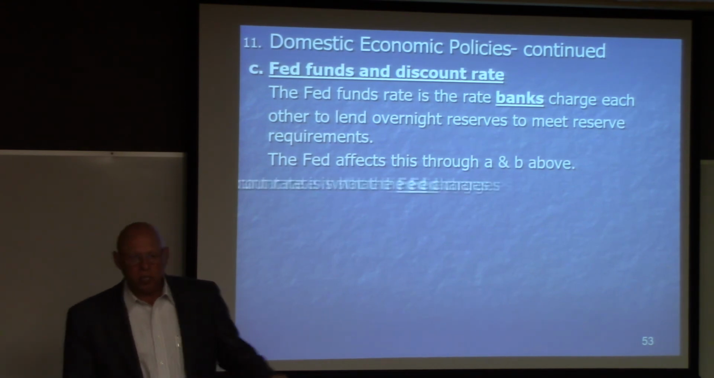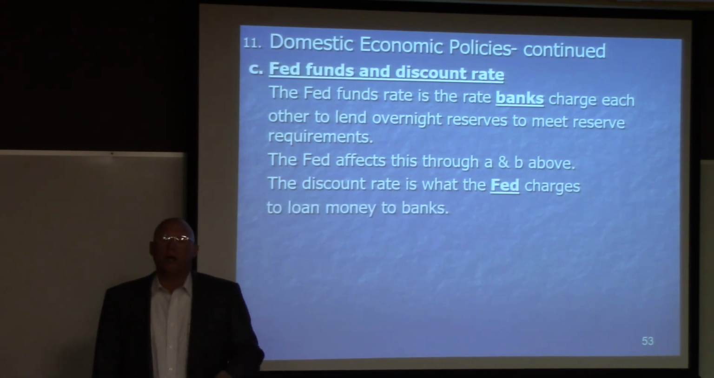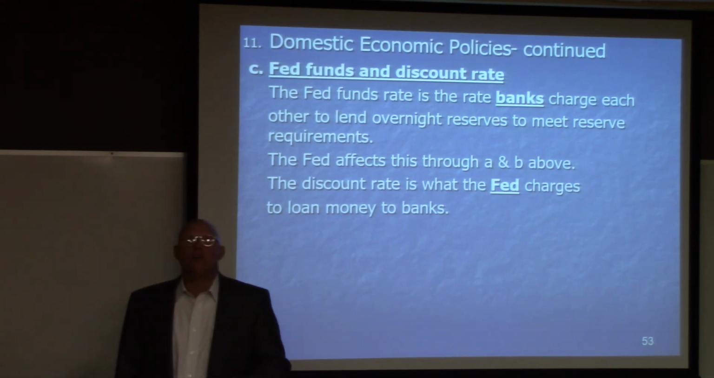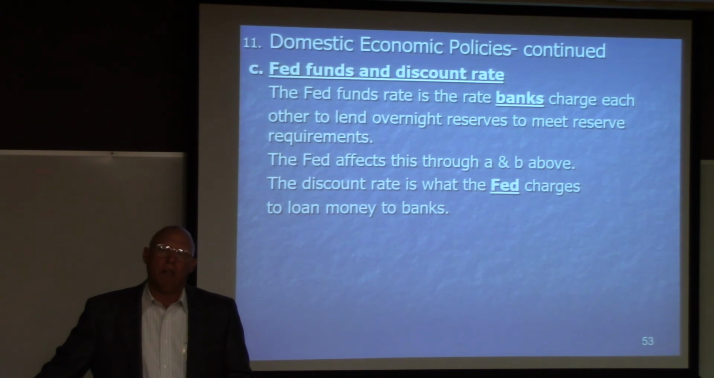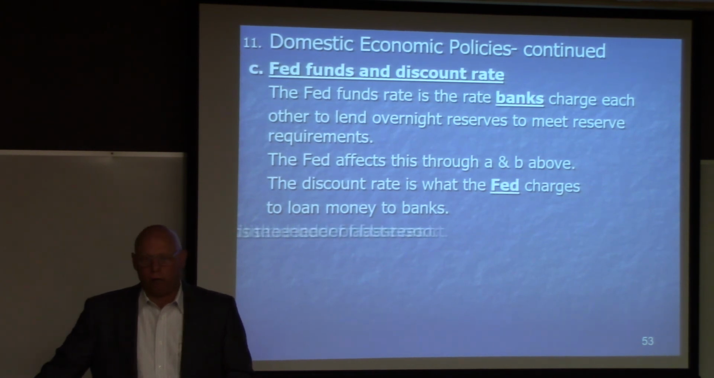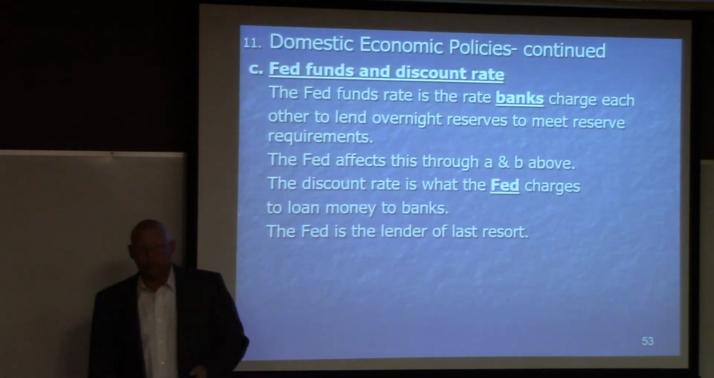Okay? The discount rate is what the Fed charges to loan money directly to the bank. So if Bank A does not have enough cash and they cannot find another bank to loan to them, then they go to the Fed. The Fed is called the lender of last resort, and the Fed will loan to them and charge them the discount rate. Okay? So the Fed is the lender of last resort.